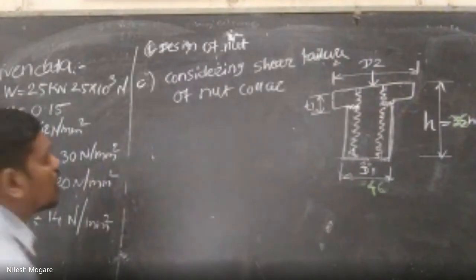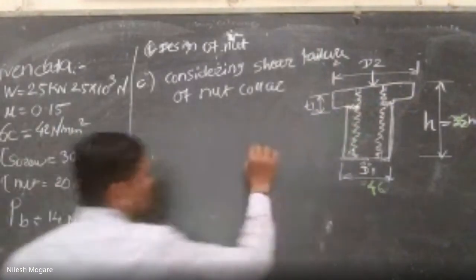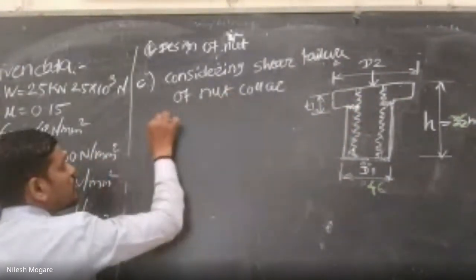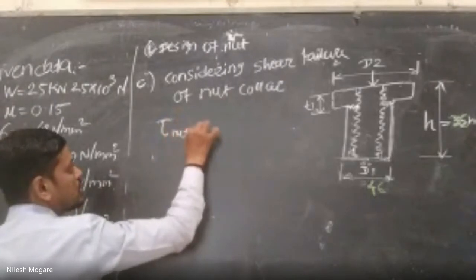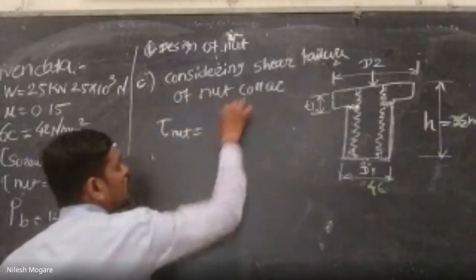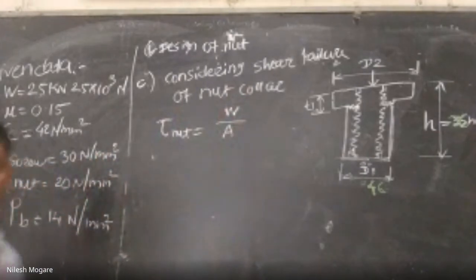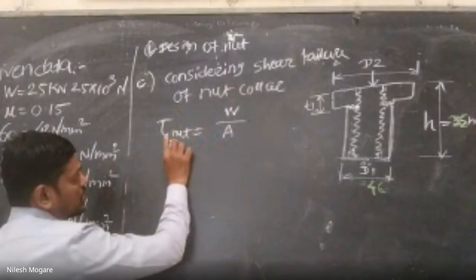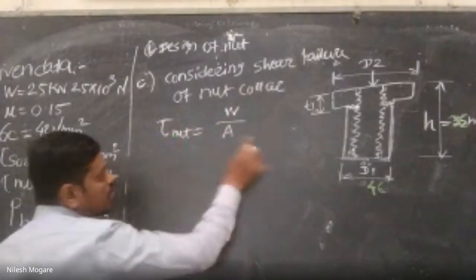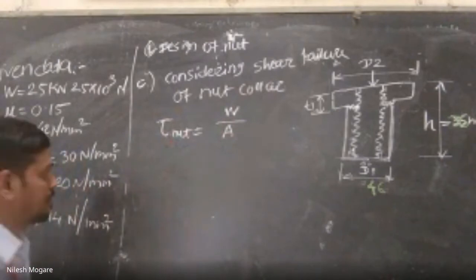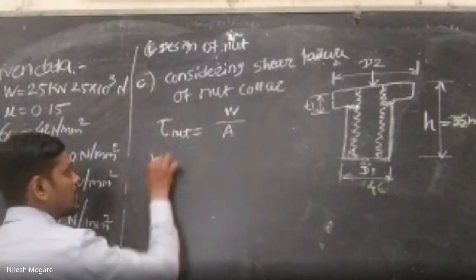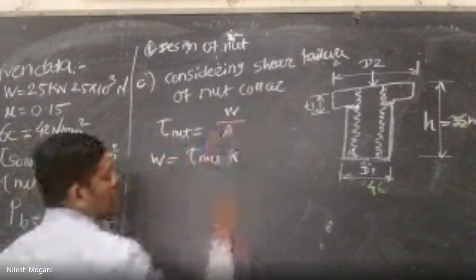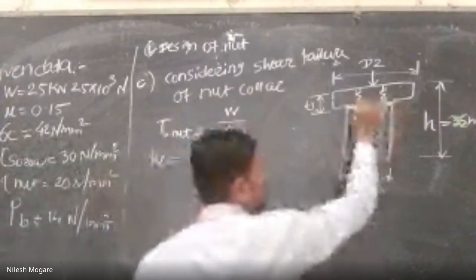We have to consider that area for the shearing failure of the nut. So tau nut is equal to load upon area. This is the stress formula, load upon area, and we consider shear stress for the nut, that's why we write tau nut here. Again, if we simplify the formula, tau nut is multiplied by area.